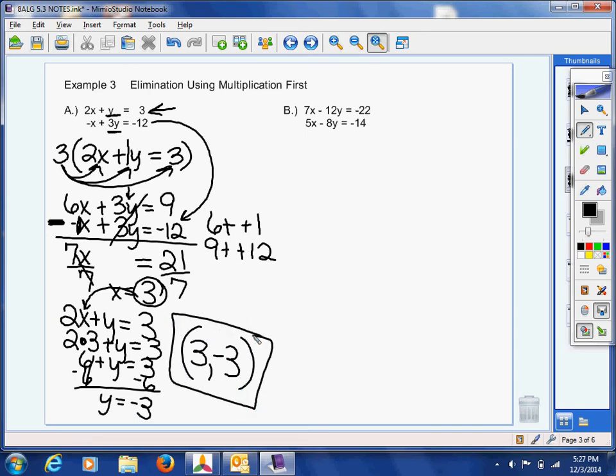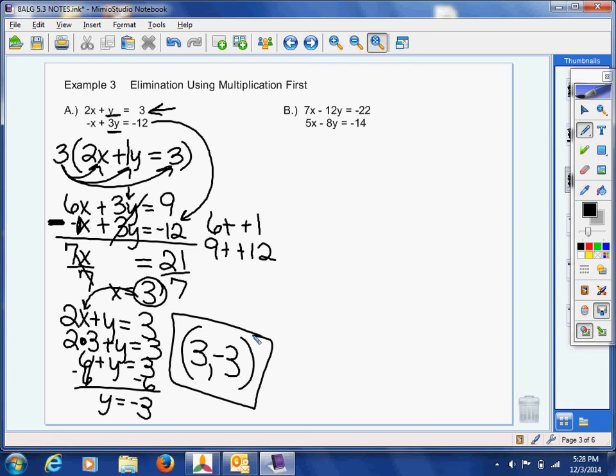Now, look at your notes. Is that the same answer that I did the first time when I eliminated the x's? Absolutely. My point is, it doesn't matter which one you choose to get rid of. You should get the same exact answer regardless of which variable you get rid of. Okay? You can always take 3 and negative 3, plug 3 in for the x, negative 3 in for the y, and test it out, make sure it works. You can always check to be sure.